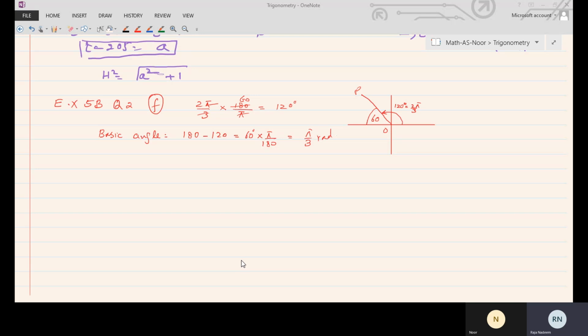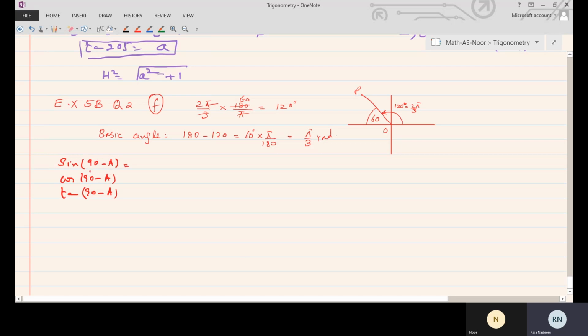Exercise 5C, question number 1. Express the following trigonometrical ratios of acute angle. But first, if I write sine of an angle 90 minus A, and cos of an angle 90 minus A, and tan of an angle 90 minus A, right? So let me refresh this concept.